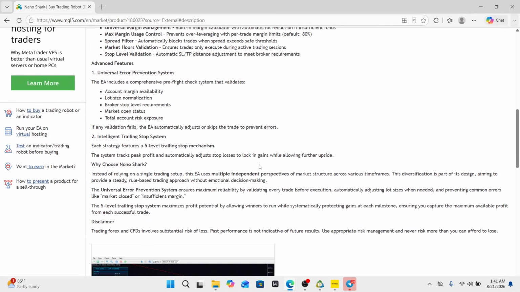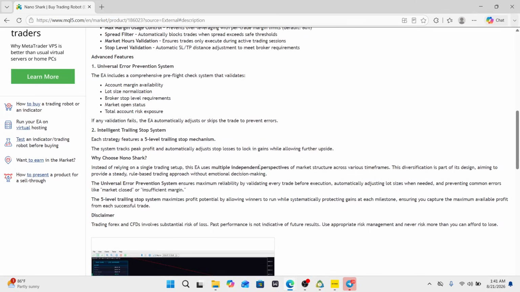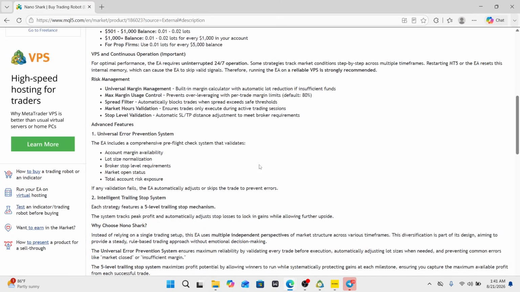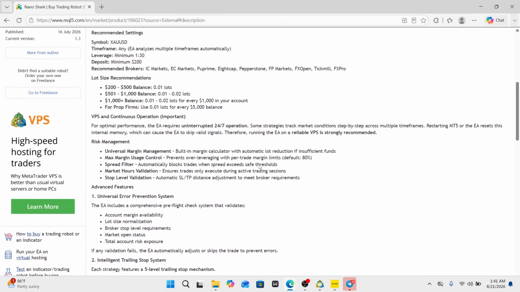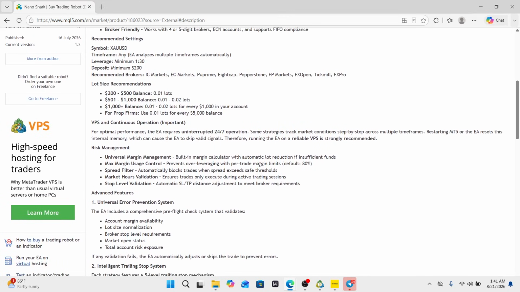Overall, the Nano Shark EA is a multi-strategy gold system with predefined stops, multi-level trailing, and no grid or martingale. The shared backtest showed near break-even performance with moderate drawdown. Independent verification and conservative risk are essential. Always trade with money you can afford to lose.